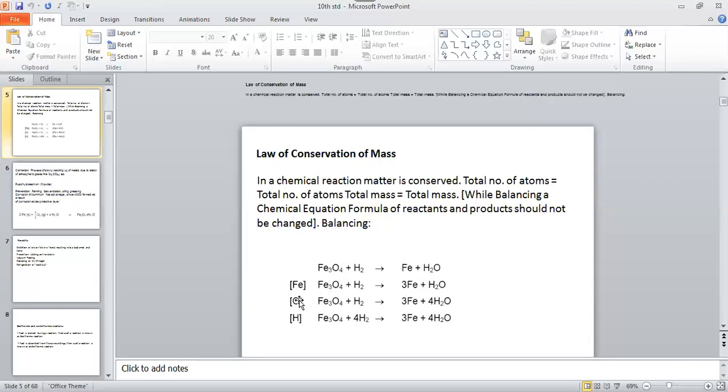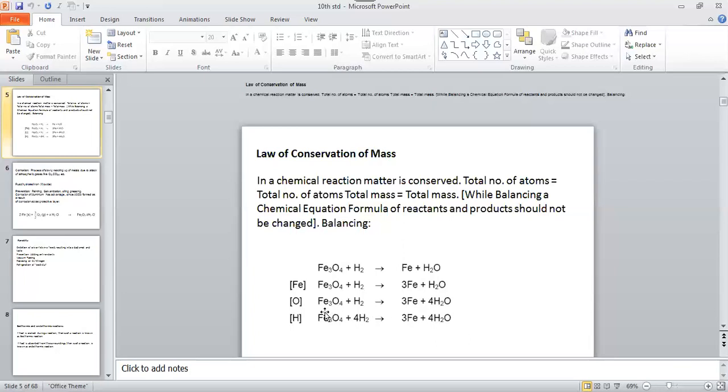Next step is to balance oxygen. Here, oxygen on the reactant side is 4. As we studied in the second step, there is only one oxygen in an H2O molecule. So to balance oxygen on the product side, this H2O molecule is multiplied by 4, so that the oxygen number on the reactant side and the oxygen number on the product side is balanced.